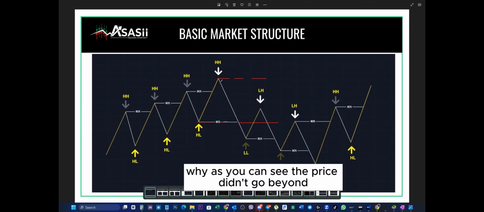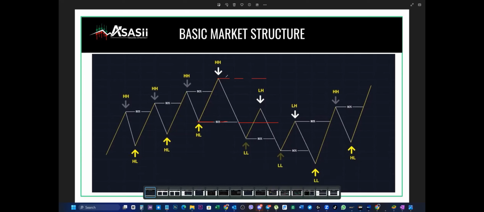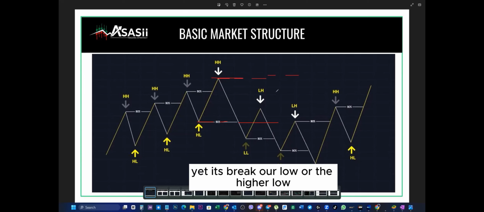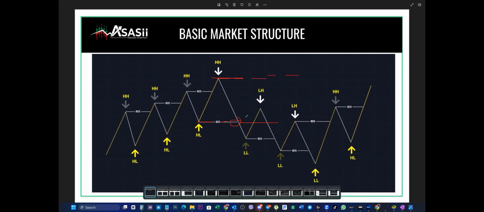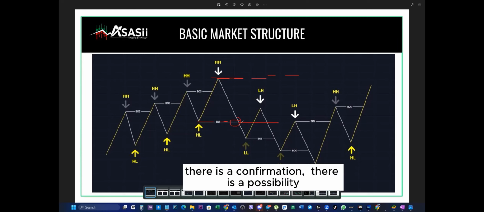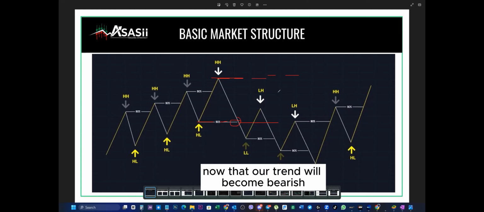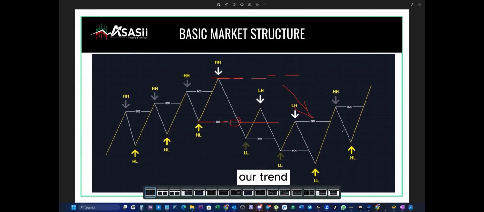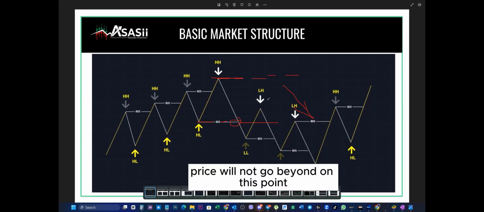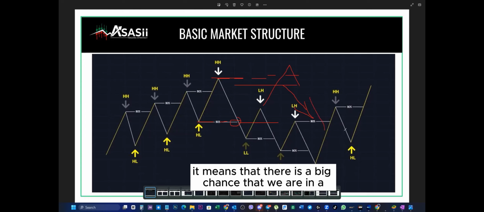Why? As you can see, the price didn't go beyond this high point, yet it broke our low, or the higher low. So when the price action goes here, there is a confirmation, there is a possibility na our trend will become bearish. So pababa yung ating trend. You have to think of that. Now, once the price does not go beyond this point, it means that there is a big chance that we are in a bearish trend.